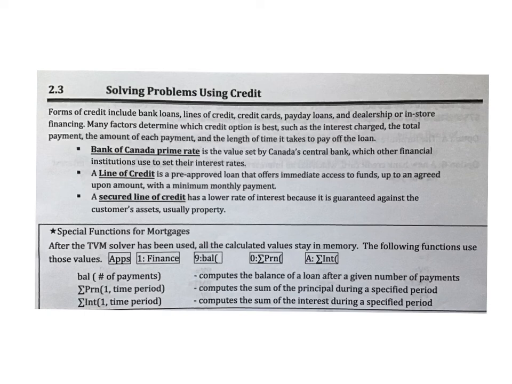And then a secured line of credit has a lower interest rate. It's tied into your asset, so it could be your house. Some people do that so that they can get that lower interest rate.